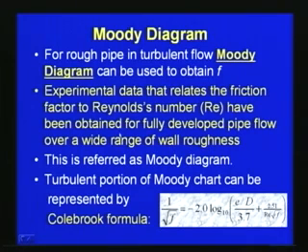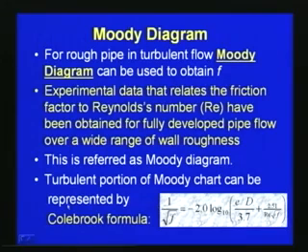From the Moody's diagram, depending upon the Reynolds number and the range of turbulent flow, whether transitional or fully turbulent, we can obtain the friction factor with respect to the wall roughness, directly, to do the other calculations. The turbulent portion of the Moody chart can be represented by the Colebrook formula, given as 1 by root f is equal to minus 2 log 10 of E by D divided by 3.7 plus 2.51 by Re root f, where f is the friction factor, Re is the Reynolds number, E is the roughness height, and D is the diameter of the pipe.